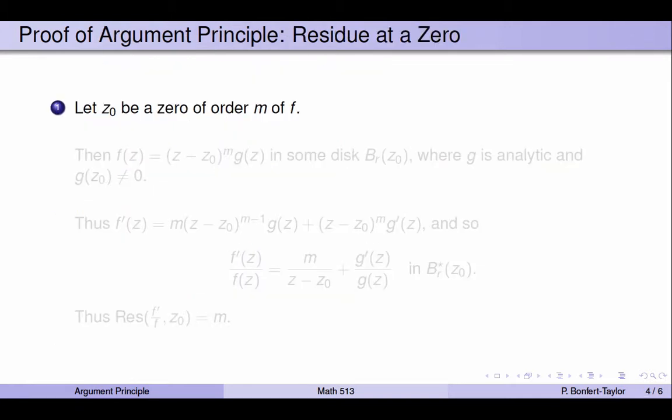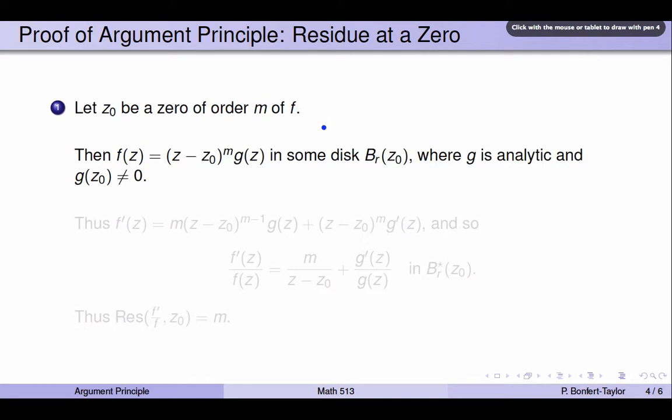one at a time. First, let's look at the case where z0 is a zero of order m of f. What does that mean? That means that f can be written as (z minus z0) to the power m times some function g in a little neighborhood around z0. And this function g is analytic and non-zero at z0.